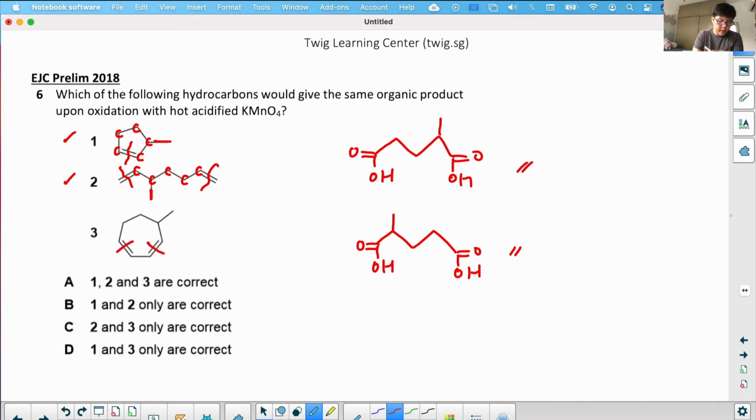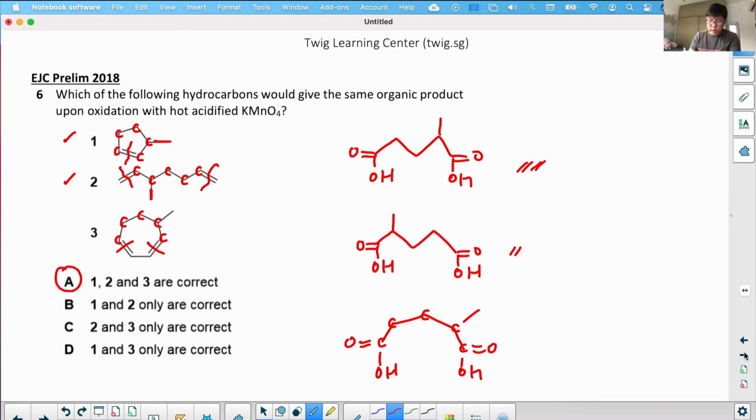Okay, let's try to draw 3. If I oxidize these two double bonds, let's look at the longest carbon chain here. 1, 2, 3, 4, 5. All right, so which means actually you get the same thing. In fact, you will still get back this one here. You see that? 3, 4. Okay, so 1, 2, 3, 4, 5. So this becomes COOH, COOH. And this actually is the side chain here. So it's the same thing. So actually it's 1, 2, 3. Right? That's for question 6.